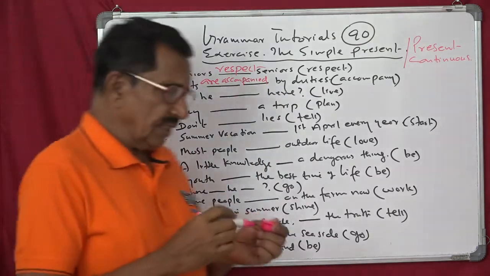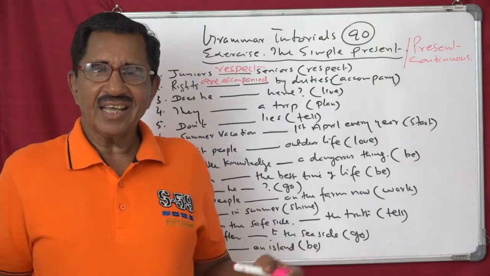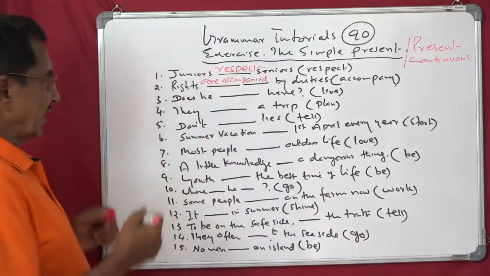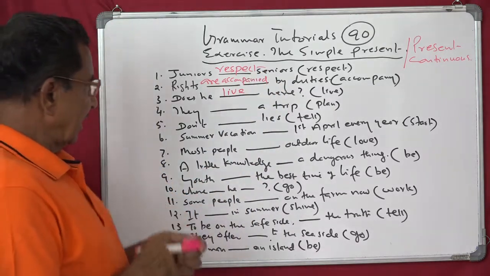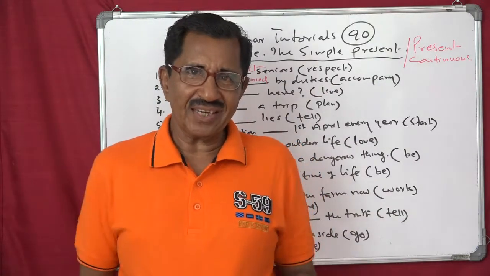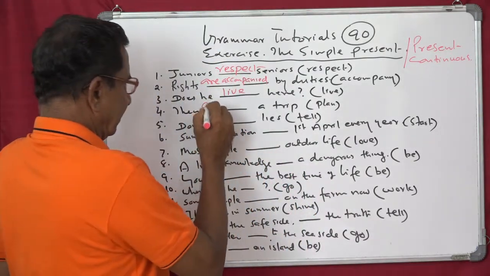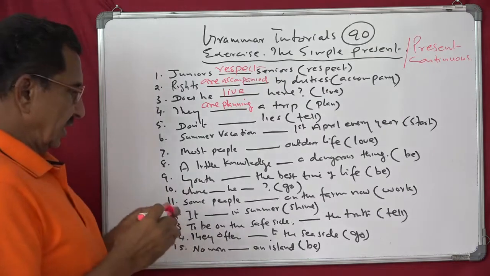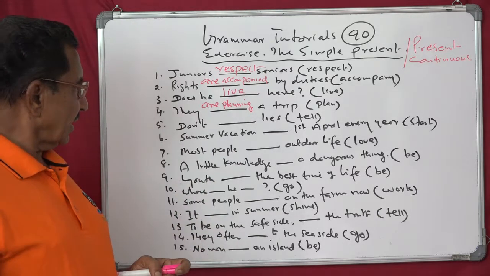Does he live here? After does there is no other option but the simple present. So that is, does he live here? And then, they plan a trip. The only option I think is present continuous. They are planning it. It is not a general truth. It is not a repeated action. It is not a fixed situation. Nothing of that sort. So that is, they are planning a trip.